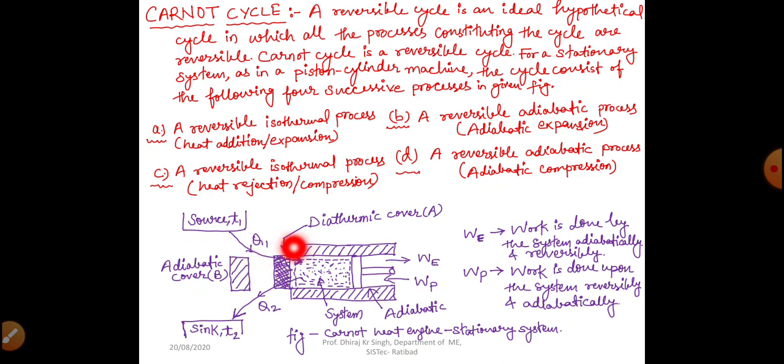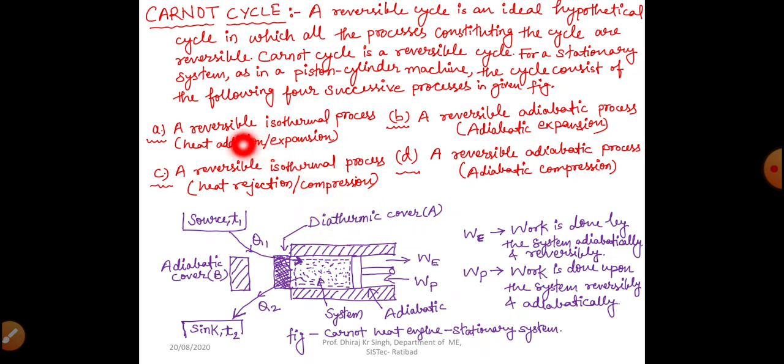And this outer portion of the cylinder is also an adiabatic cover, right? So here we can see source T1 and in the bottom sink T2, right? And here we can see WE is the work done by the system adiabatically or reversibly, and WP is work done upon the system reversibly or adiabatically. So this is basically a figure of Carnot heat engine and stationary system.